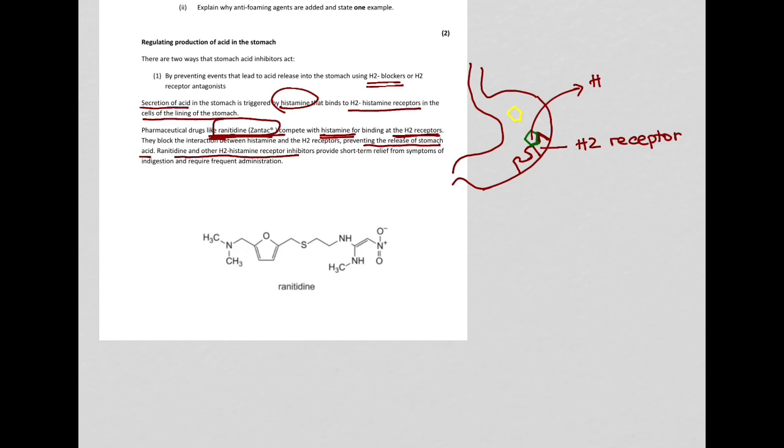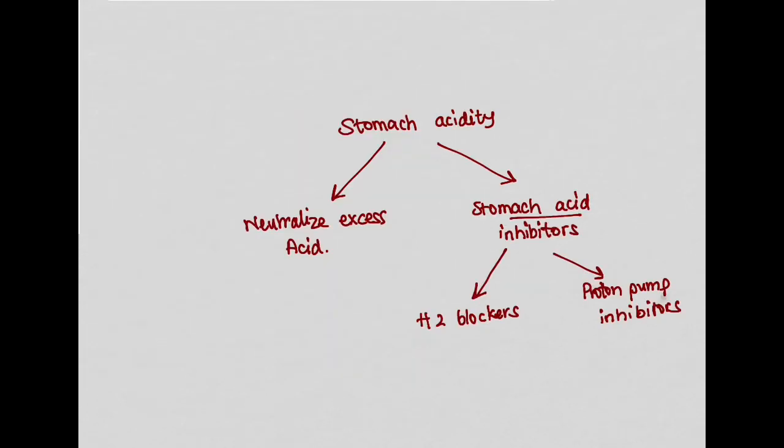This is called an H2 histamine receptor inhibitor. So it inhibits the histamine from binding on the H2 receptor and provides short-term relief from symptoms of excess acid. But it requires frequent administration because at one point the inhibitor is going to leave that receptor site, and then histamine will again bind and acid will be produced. So now we've seen the H2 blockers.